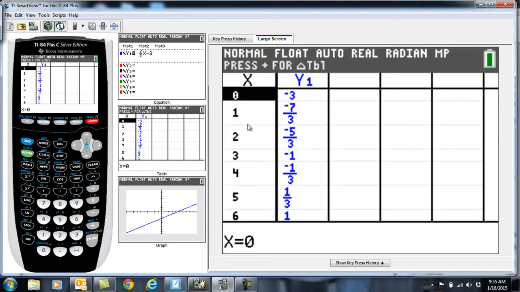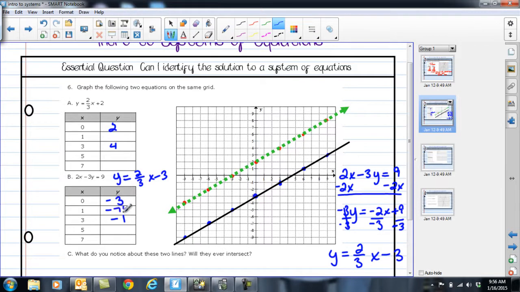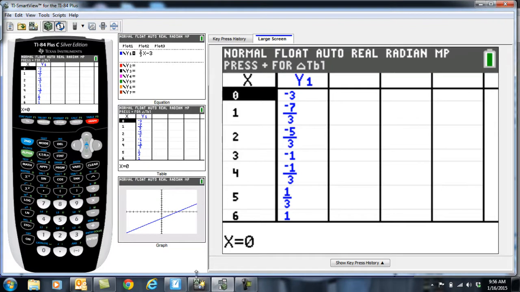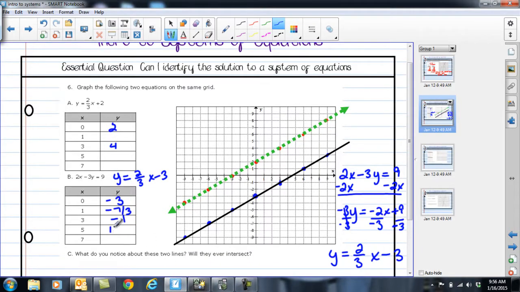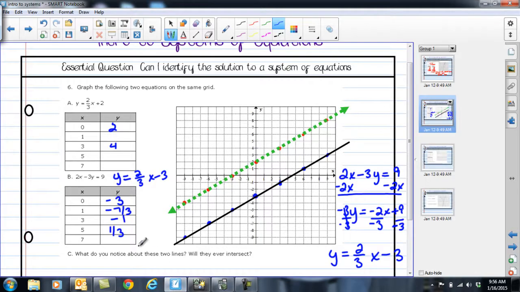So if I go to second graph and look at the table, here they are. I can see when x was 1, this is the second one, y was negative 7/3. So in my table here, this was negative 7/3. Then I need 5 and 7. When x is 5, y was 1/3. And when x was 7, y was 5/3. So there are the points in my table, and this is why we used our calculator, because 5/3 is kind of hard to predict on a graph. You have to sort of guess, and that's not very fun.